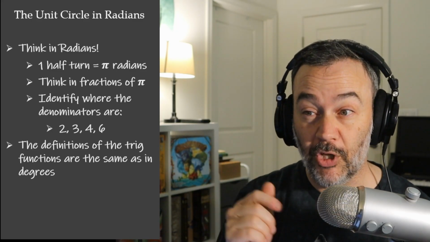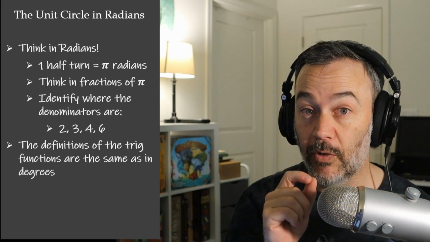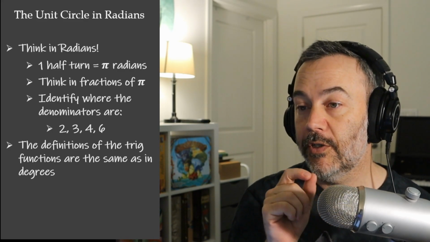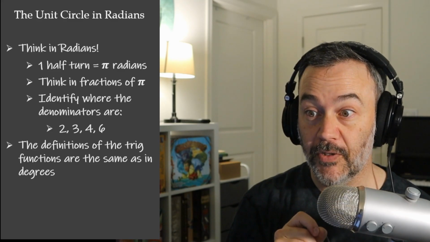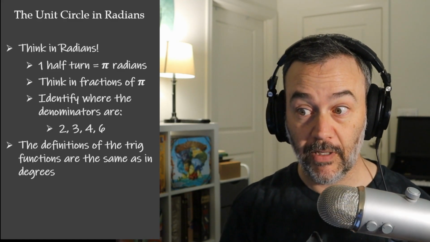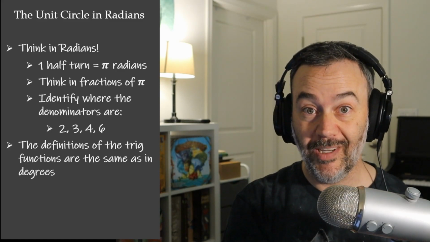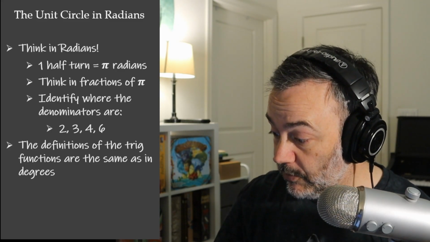To help you with that, I'm going to show you how to fill in your unit circle with radian measurement, and the key is to notice where your denominators are. Denominators of 2, 3, 4, and 6 for your standard angles. And what's great is the definitions of the 6 trig functions are what you already know. We did them all in degrees. You just need to understand the angles in radians. Okay, so let's do it real quick.